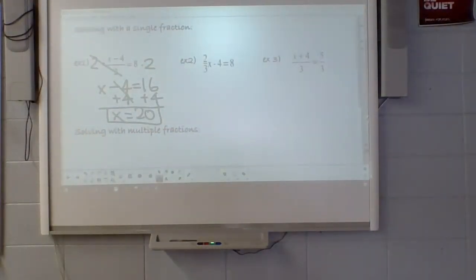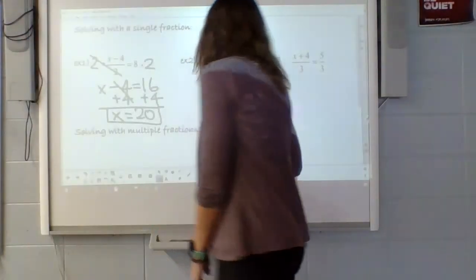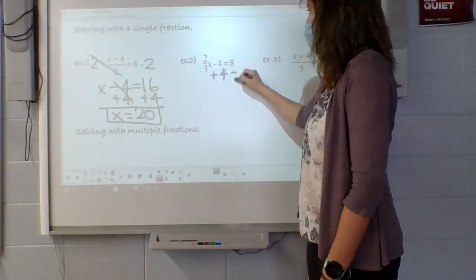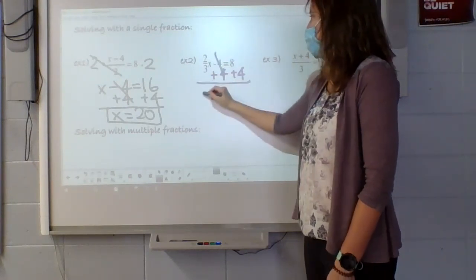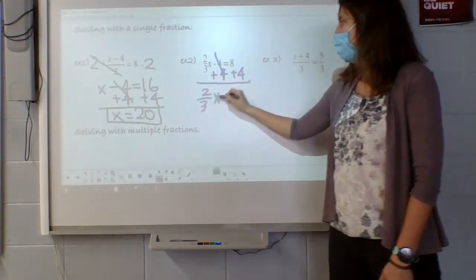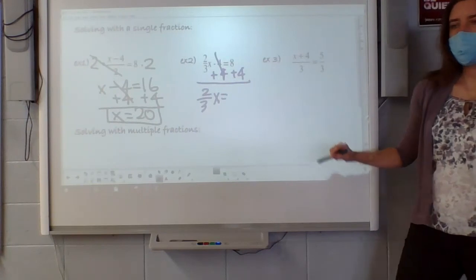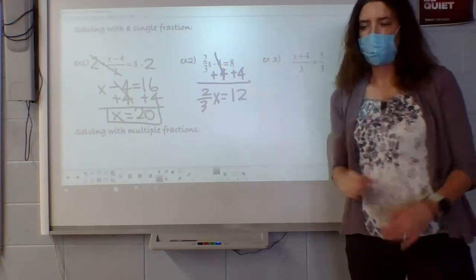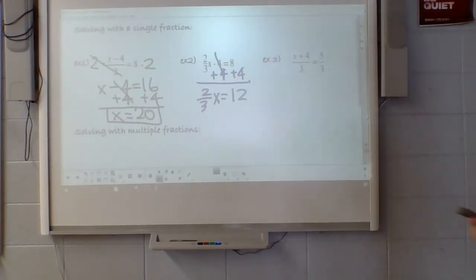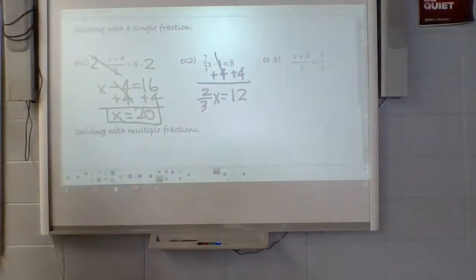Yeah, let's move that 4 over. So we're going to move that 4 over first. So I get 2/3 x equals 8 and 4 is 12. Guys, you should be taking notes. Please remember we do notes quizzes. You want to be able to make sure that you have all the notes written down that goes with this.